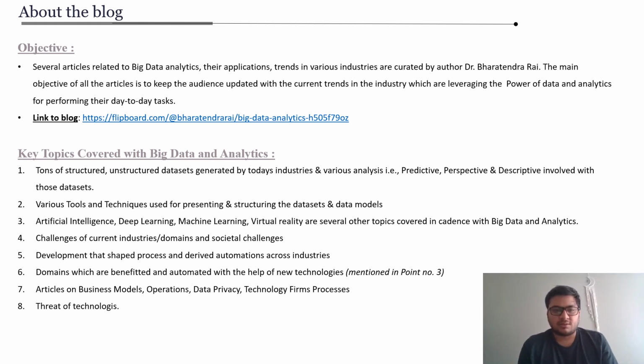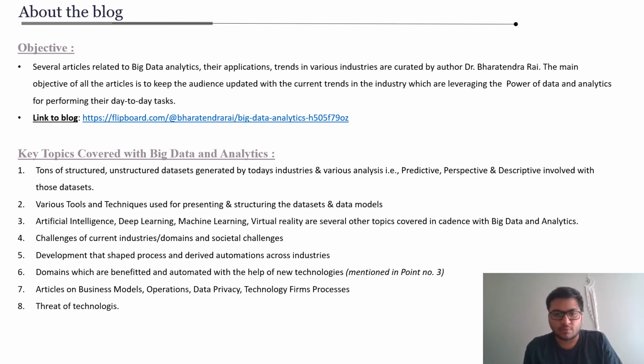The key topics covered in this blog are as follows. As you know, in the current era a lot of digital applications are being used and a lot of data sets are generated. All of these data sets are analyzed with the help of predictive, prescriptive and descriptive analysis. The various tools and techniques used for presenting and structuring the data and data models are explained in some of the blogs. Artificial intelligence, deep learning, machine learning and virtual reality are several other topics covered in this blog.